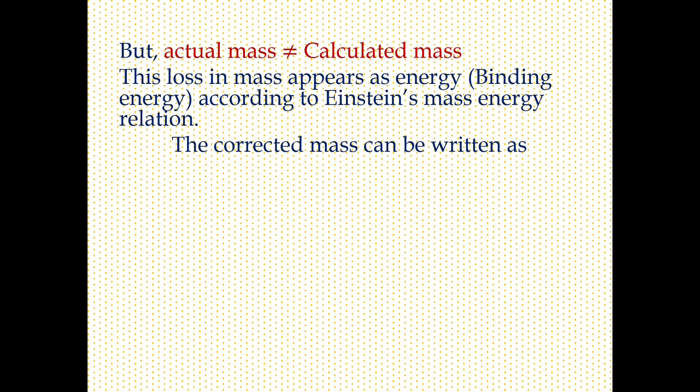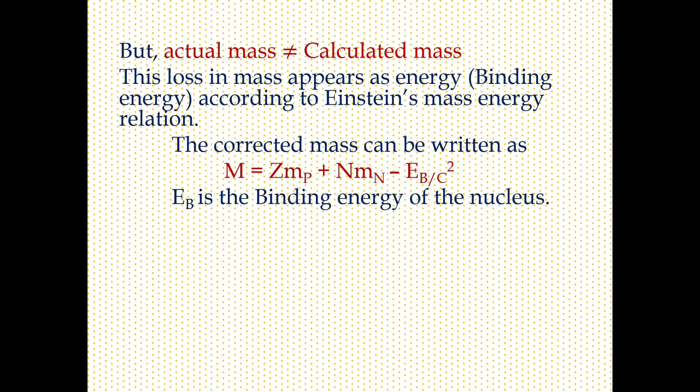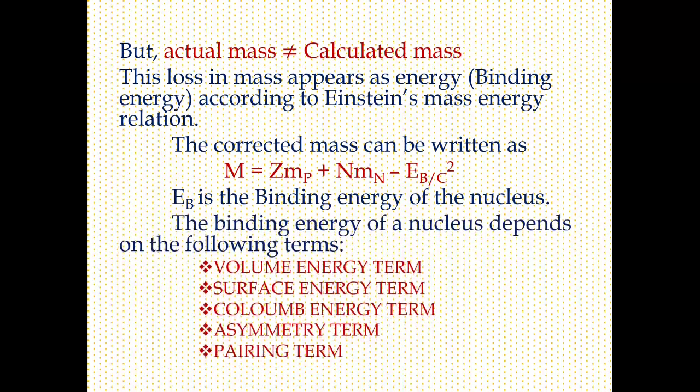So we can write the corrected mass, capital M, is equal to Z times mp plus N times mn minus Eb by c square, where this Eb is the binding energy of the nucleus. But the binding energy in turn depends upon the following terms: the volume energy term, surface energy term, Coulomb energy term, asymmetry term, and pairing term. All these 5 terms contribute greatly to the binding energy of the nucleus.